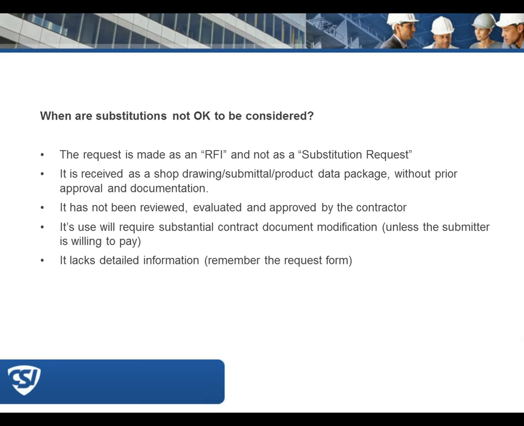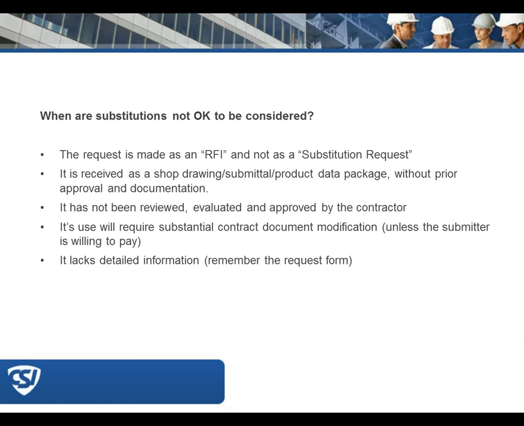So when should we not consider substitutions? I think Kevin pointed this out at the beginning of the call, and Doug has talked about it before. It does not come in as an RFI. You just don't do it as an RFI. It's got to be through the substitution request process because it's not a request for interpretation. They're actually changing the contract document. You also don't do it if you just receive it as a submittal package.